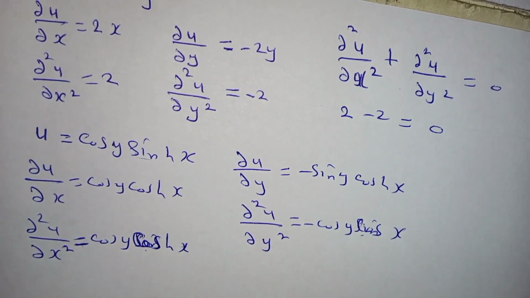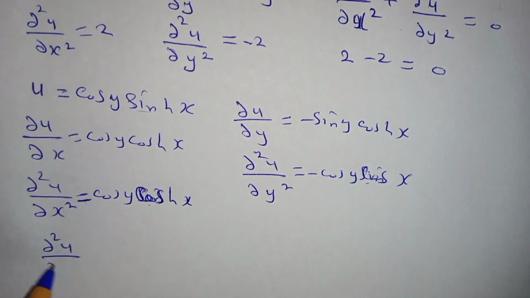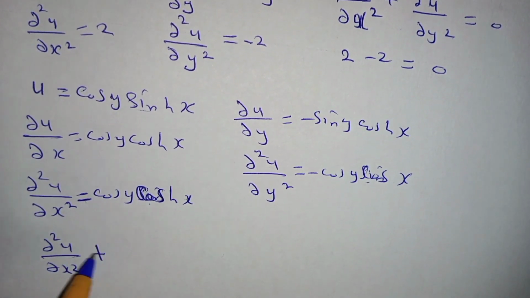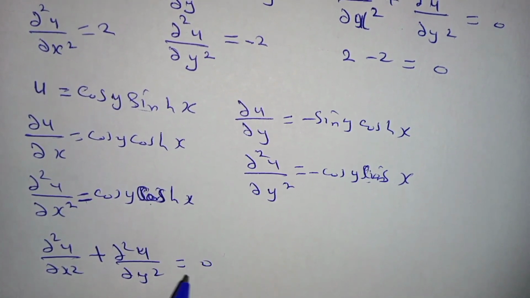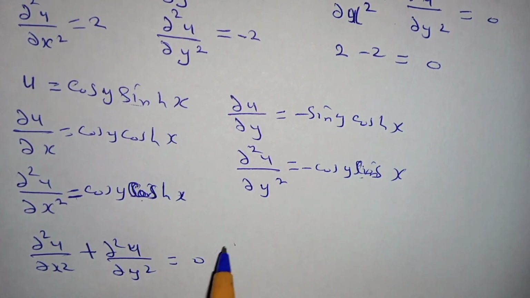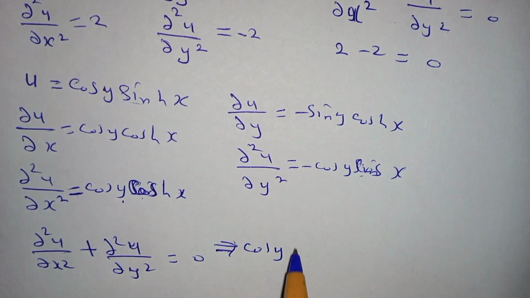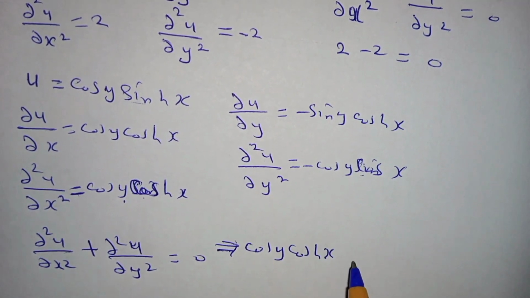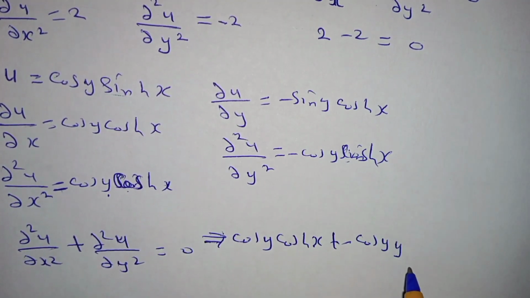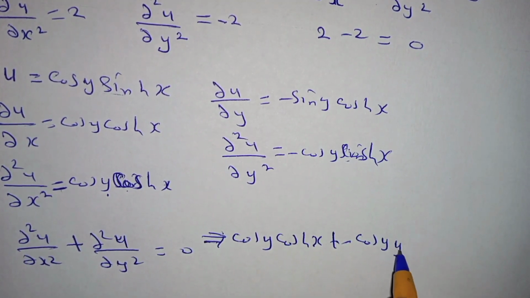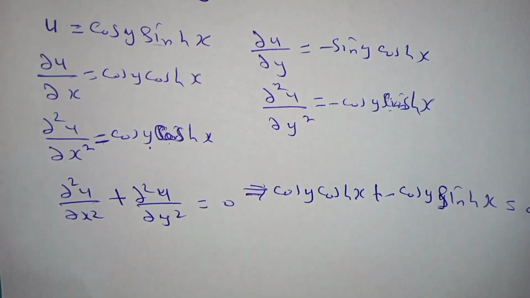So the next step is you check whether the second derivative of u with respect to x plus the second derivative of u with respect to y is equal to 0. In our case, we have cos of y multiplied by hyperbolic sine of x plus minus cos of y multiplied by hyperbolic sine of x, equal to 0, meaning that our given function is harmonic.